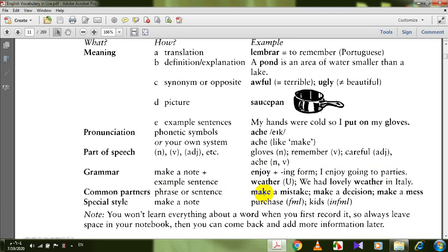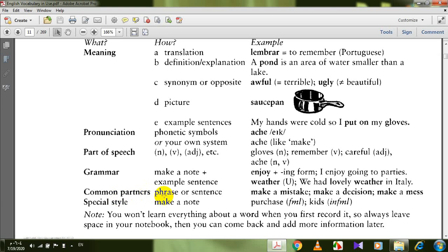Example sentence: weather, U. What is the meaning of U? It means uncountable. We had lovely weather in Italy. Okay? So, common partners. Phrase or sentence. What does common partners mean? A common partner means collocation.